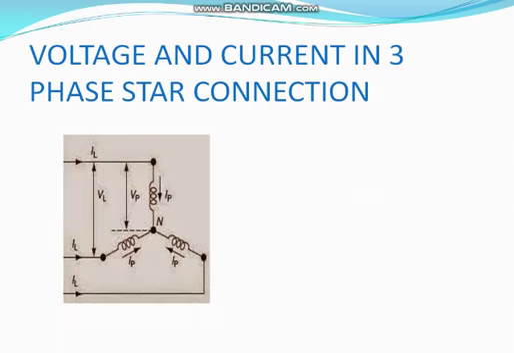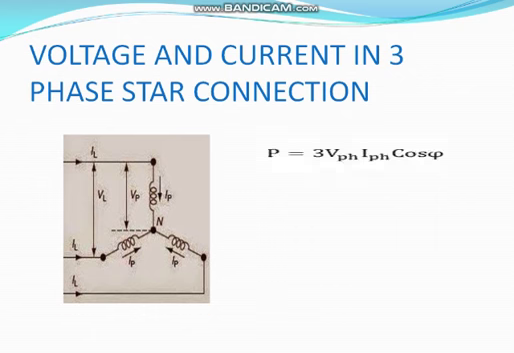Now, the voltage and current in three-phase system. Here, the three identical coils are connected in star, and the star point is the neutral point. If we connect a voltmeter between the phase and neutral, we can measure the phase voltage, and if we connect a voltmeter between two phases, we can measure the line voltage. And if we connect an ammeter in series in the line, we can measure the line current as well as the phase current.